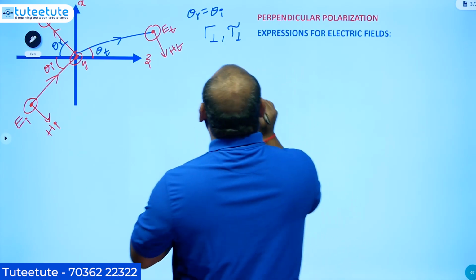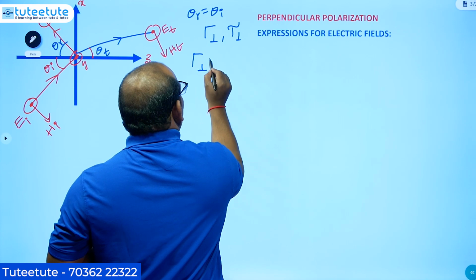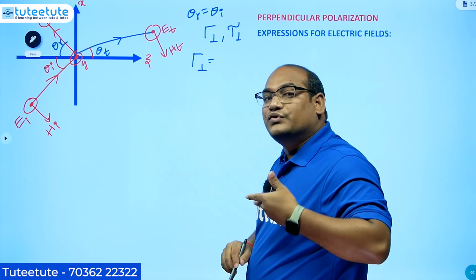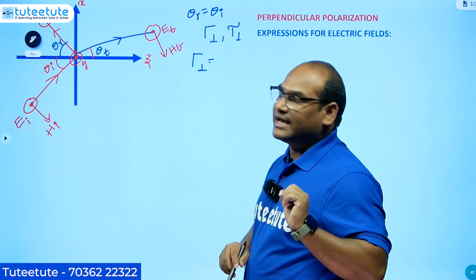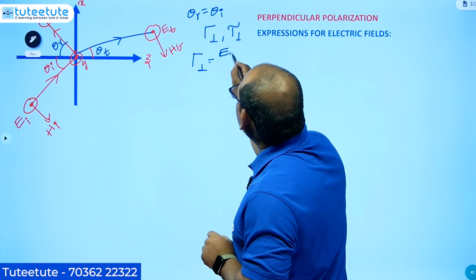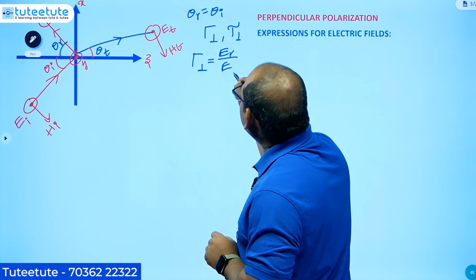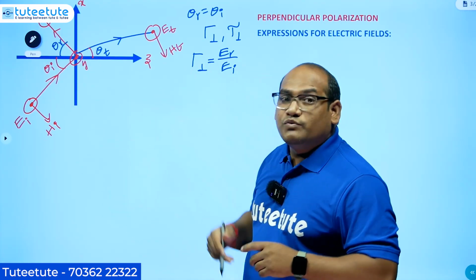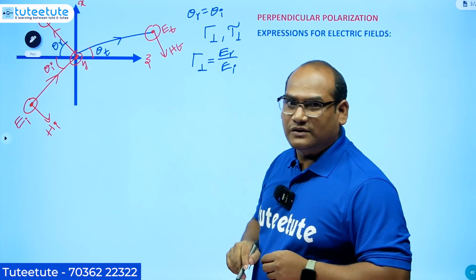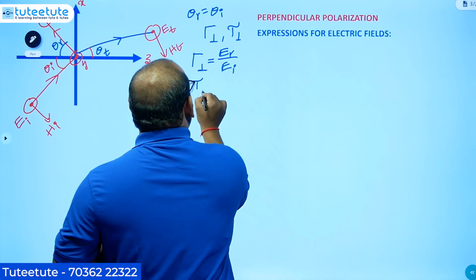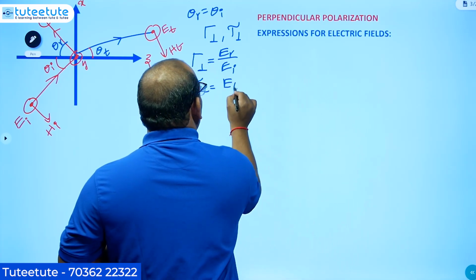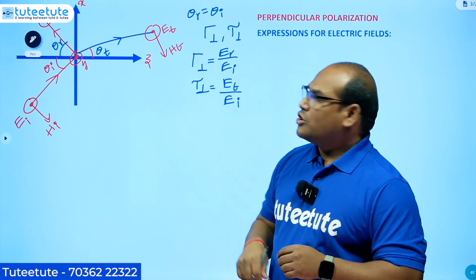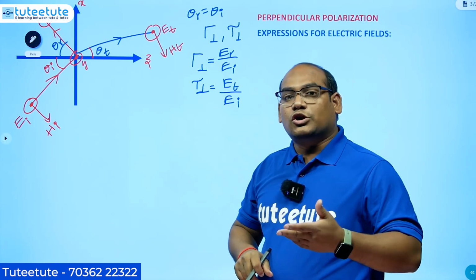Before going to the expressions, I will tell how to calculate gamma perpendicular. Gamma means the reflection coefficient in terms of the electric fields, that is, the reflected electric field ER divided by the incident electric field EI. EI is available here, ER is available here; the ratio between these two is gamma perpendicular. Similarly, tau perpendicular is the ratio between the transmitted electric field and the incident electric field. Here the transmitted electric field is there, so if you take the ratio between these two, you will get tau perpendicular.